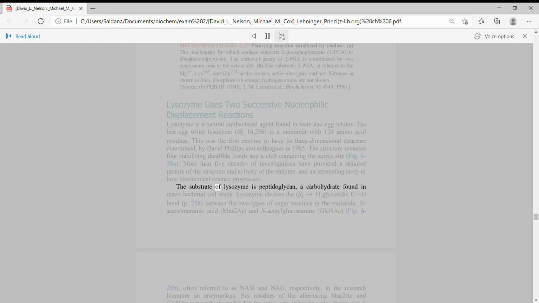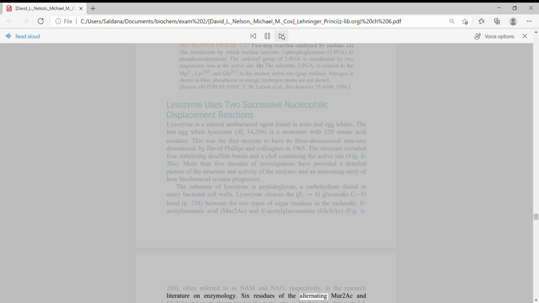The substrate of lysozyme is peptidoglycan, a carbohydrate found in many bacterial cell walls. Lysozyme cleaves the beta-1,4 glycosidic C-O bond, between the two types of sugar residues in the molecule, N-acetylmuramic acid, MurNAc, and N-acetylglucosamine, GlcNAc, Fig. 6-28b, often referred to as NAM and NAG, respectively, in the research literature on enzymology.